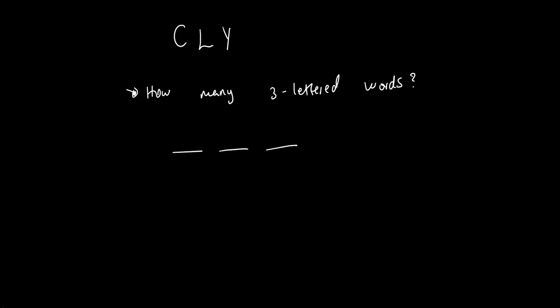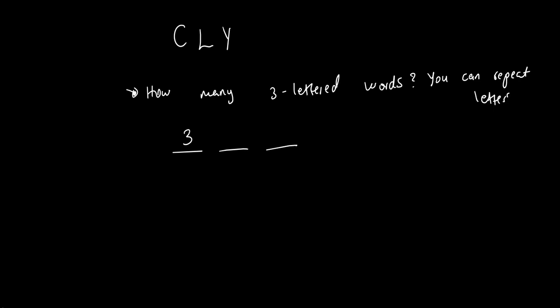For example, let's say I have the word Cly. How many 3-lettered words can I form from the word Cly? Well, you just have to make 3 spaces because you want a 3-lettered word. So you say, okay, how many options do I have for the first letter? I have 3 options. Now, I tell you that you can repeat the letters.